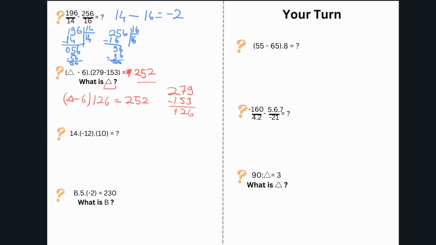There are multiple ways of doing these, so you could use the distributive property and then try to solve it, or we could just divide both sides by 126. This will equal 1. Let's just divide 252 by 126. 126 goes into 252 2 times, and you get 0 remainder. So here we have 2.